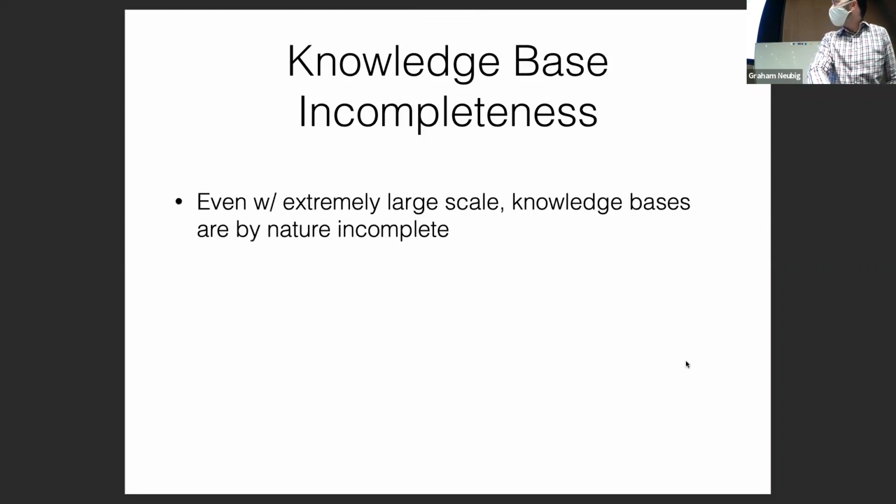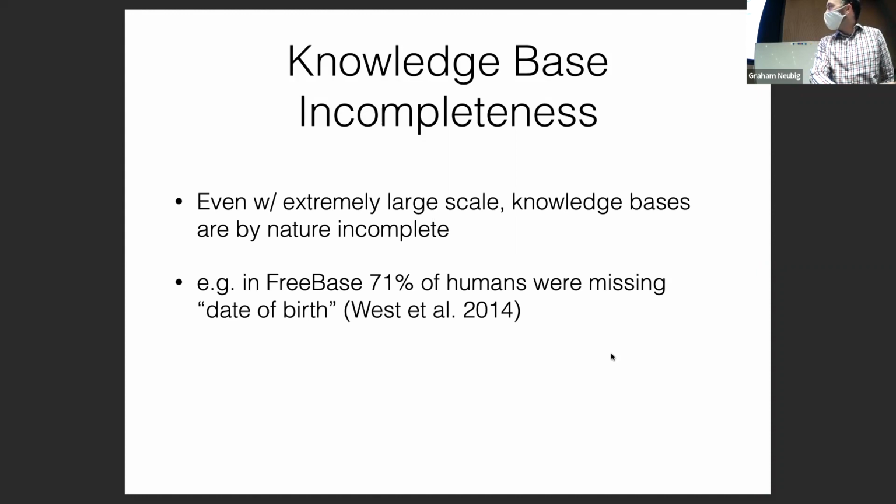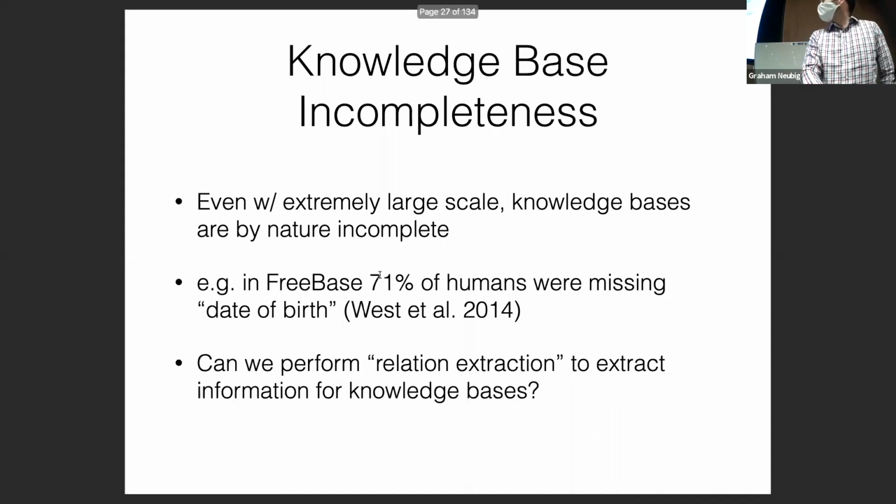To give an example, in Freebase or Wikidata, 71% of humans were missing a date of birth, where probably all humans have one of these. My entry did not have my date of birth. I might be happy about that, but yeah. Well, some people don't know their date of birth. Some people don't know their date of birth, but that doesn't make the knowledge base any less incomplete, right? Yeah, it's true.